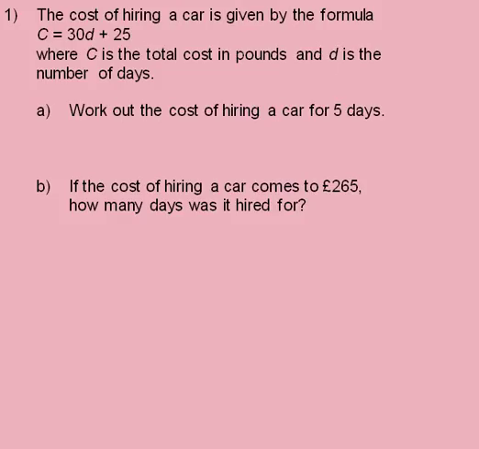We're given a formula for the cost of hiring a car. C is the total cost, and D is the number of days. I know that 30D actually means 30 times D, so I can rewrite the formula as C equals 30 times D, remember that's 30 times the number of days, plus 25. So in other words, it costs £30 per day, and there's always an extra charge of £25.